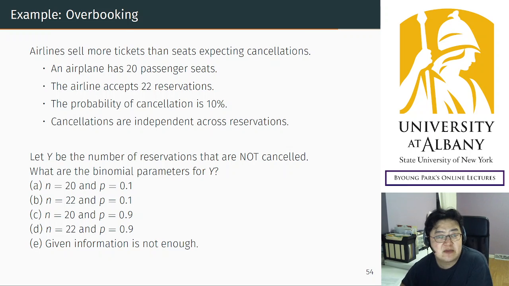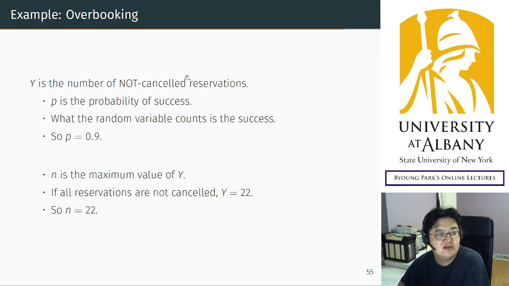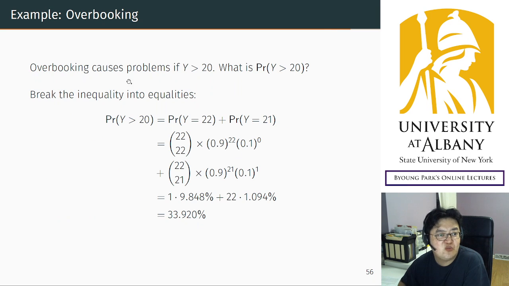So in this example, the airline company would be interested in the probability that more than 20 ticket holders come to the airport, right? That is the probability of any trouble. Mathematically, we are looking at the probability of Y, the number of non-cancelled reservations, being greater than the capacity of that flight, right? Y greater than 20.